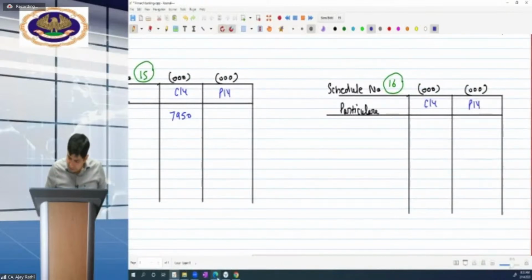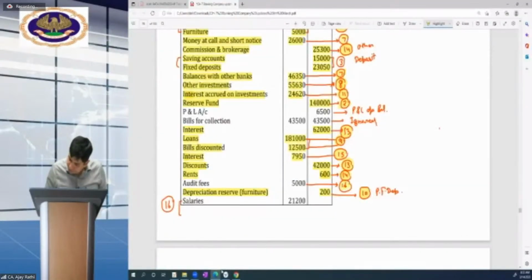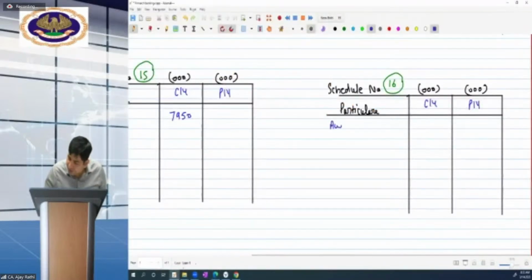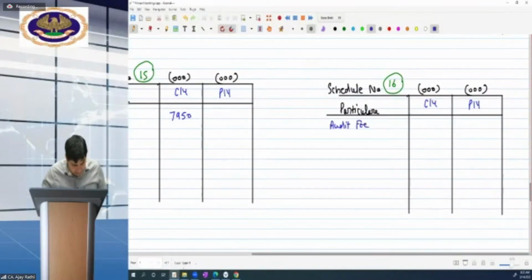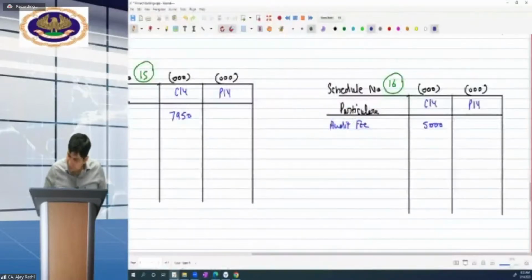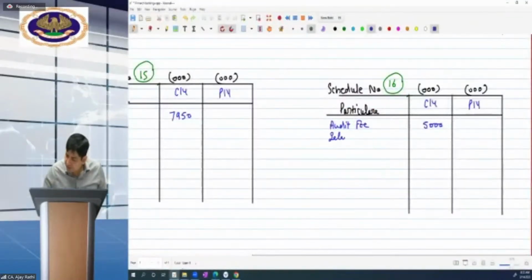What are the items to be put here? The first one is this one, audit fees. First we have to put our fees now, after all, we are becoming chartered accountants. Audit fees, that is 5,000. Next one, salaries, 21,200.